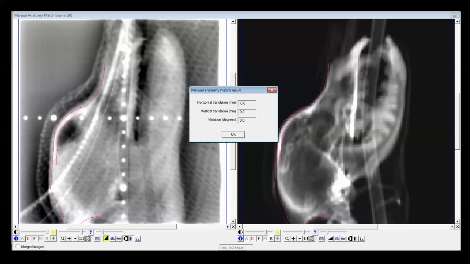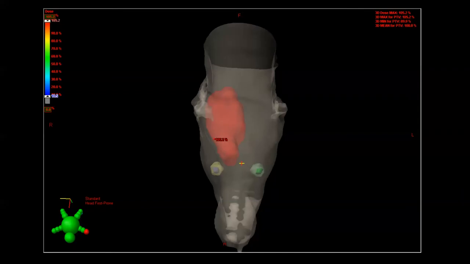Our action level for a patient is 2 millimeters. So if we have a shift outside of the 2 millimeter range, then that patient needs to have a shift done and have port films then redone and confirmed prior to radiation being delivered.